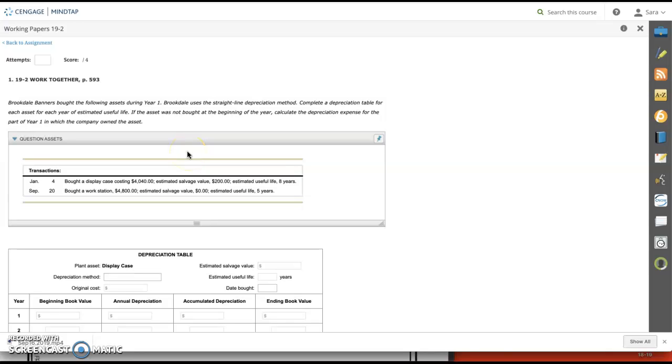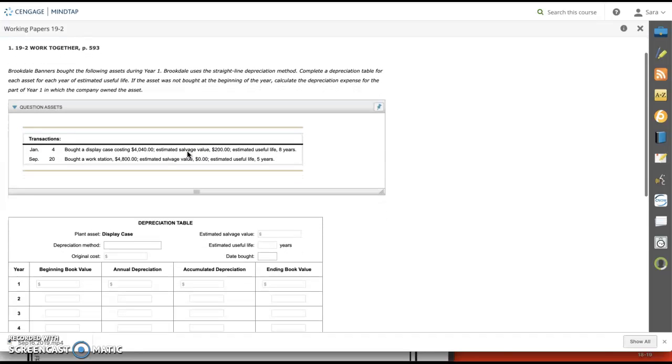Okay, for 19.2, Brookdale Banners bought the following assets during year one. They use the straight line depreciation method, and we're going to complete a depreciation table for each asset for each year of the estimated useful life. If the asset was not bought at the beginning of the year, calculate the expense for part of year one that they owned it. So we're going to start out with January 4th.